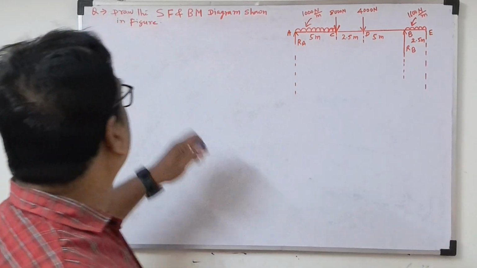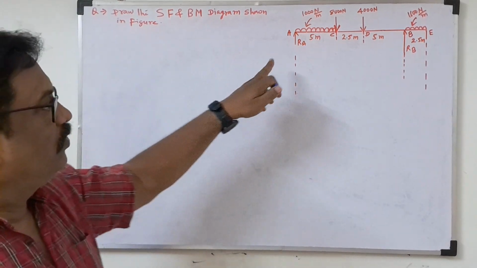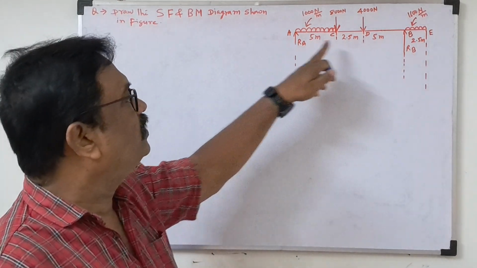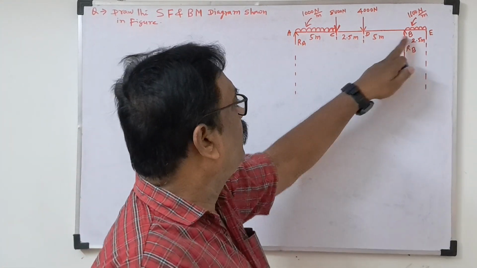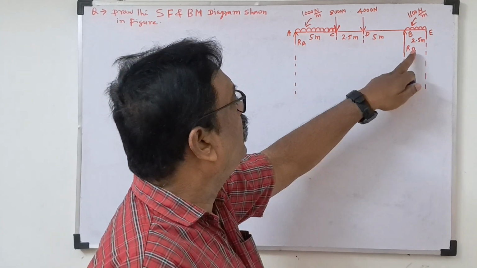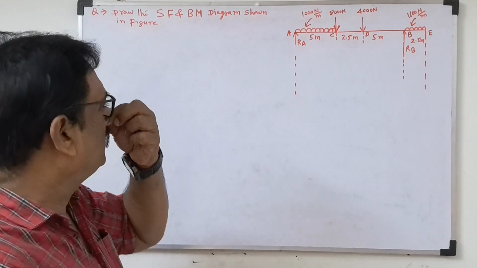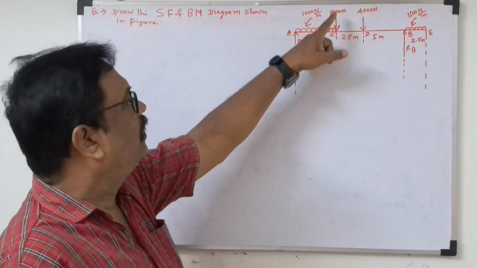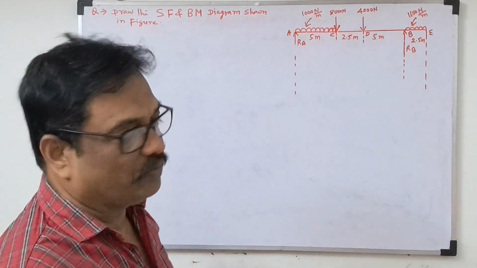Today I am going to discuss the shear force and bending moment diagram shown in the figure. The given diagram is a simply supported beam with one side overhanging. A to B is the beam support, with reaction forces RA and RB, and BE is the overhang. The given loads are UDL 1000 Newton per meter, 8000 Newton, 4000 Newton, and 1600 Newton per meter.